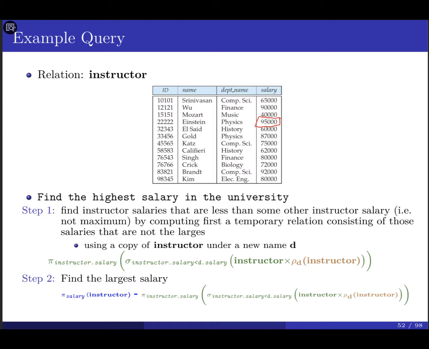We need to follow the same thing. I'm going to find the instructor salaries that are less than some other instructor salaries. So that means I need to find a way to extract or derive the list of all the salaries except the highest one. That's the meaning here. How can you do that? Actually, I do have an example prepared. Give me a second here.